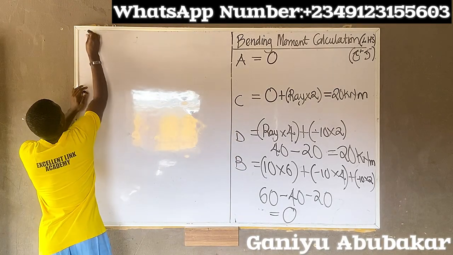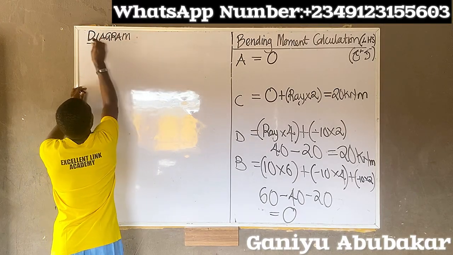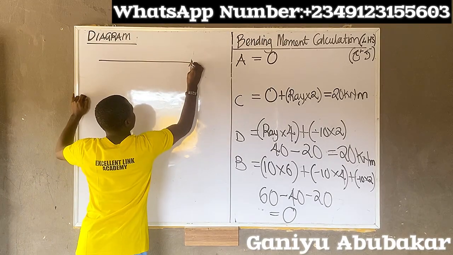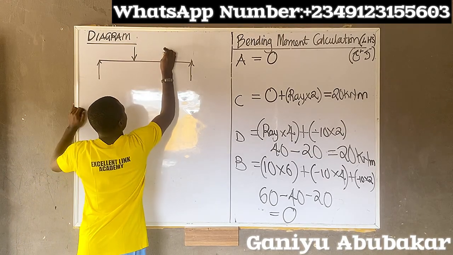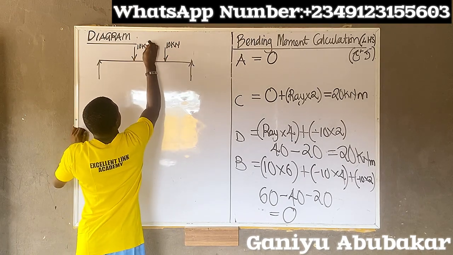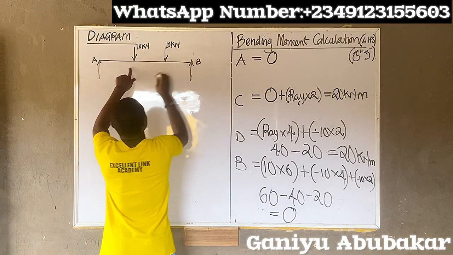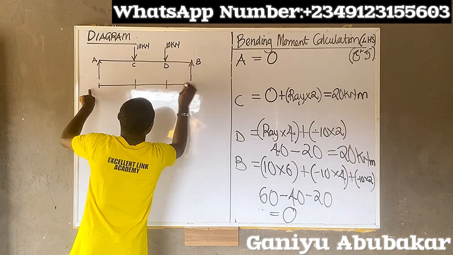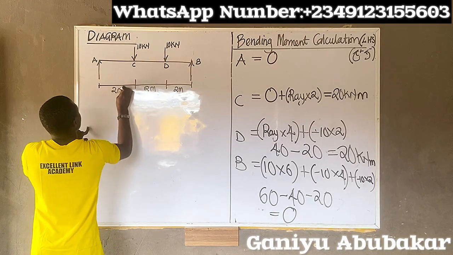Let's do the diagram, please. The diagram for this, I have my force back. Sorry, draw out my force back. Now listen, please. 10 kilonewton. This is point A. This is B, C, and D. Here I have 2, 2, and 2. 2 meters, 2 meters, and then 2 meters.